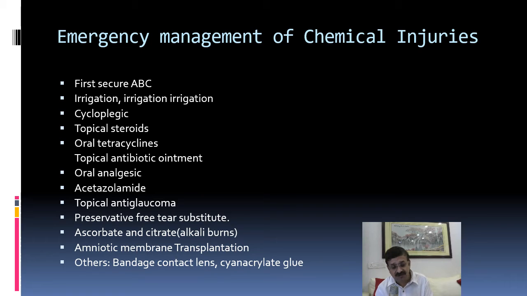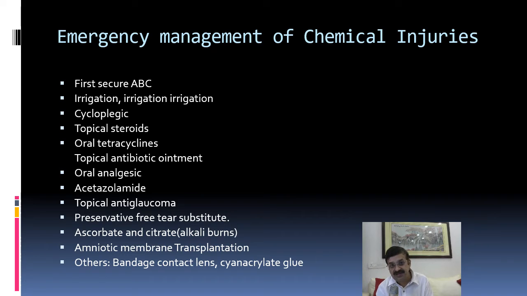Added to this, you can also give topical anti-glaucoma drugs and preservative free tear substitute. Obviously, for more hydroxylation as well as better cornea repair, we could give ascorbic acid. Ascorbic acid or vitamin C is given at the dose of 1 gram per day in such patients. Now this is important, amniotic membrane transplantation.